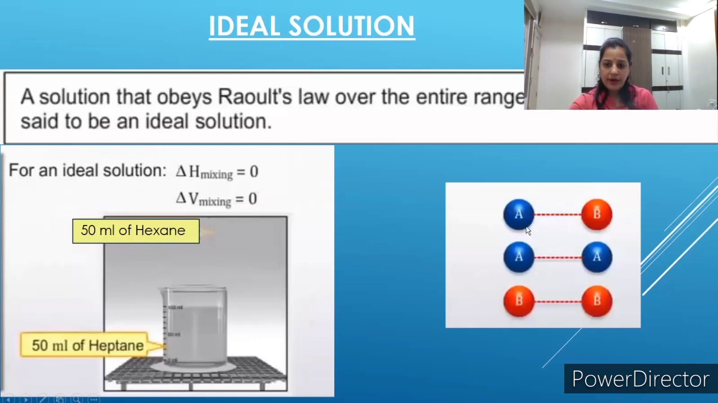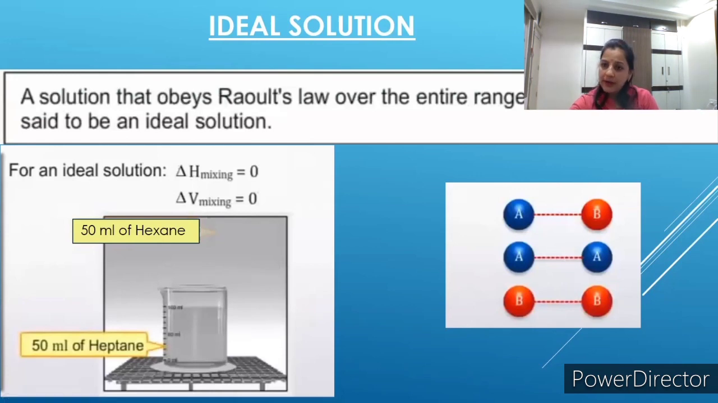That means there are three types of interactions: between the molecules of hexane and heptane, between hexane and hexane, and between heptane and heptane. The magnitude here means the strength. The strength of all three types of interactions should be the same. If the magnitude of all the interactions is the same, then we say that such a solution obeys Raoult's law and is an ideal solution.